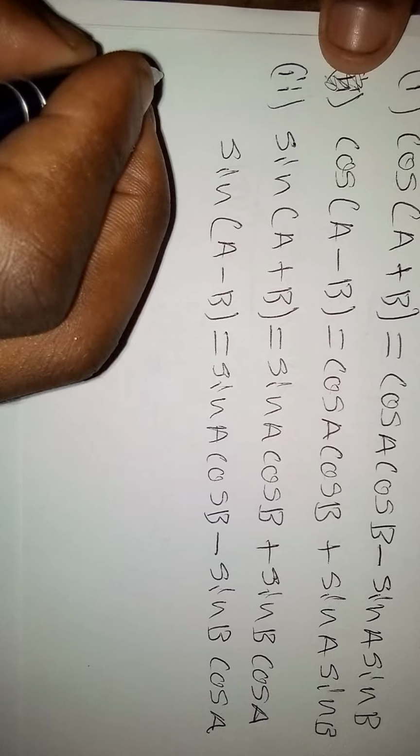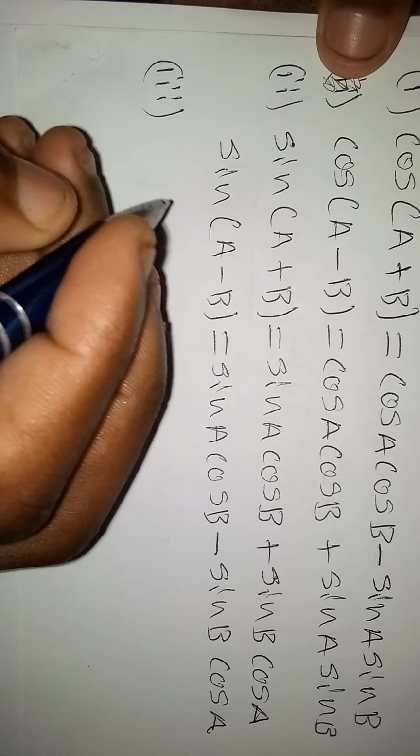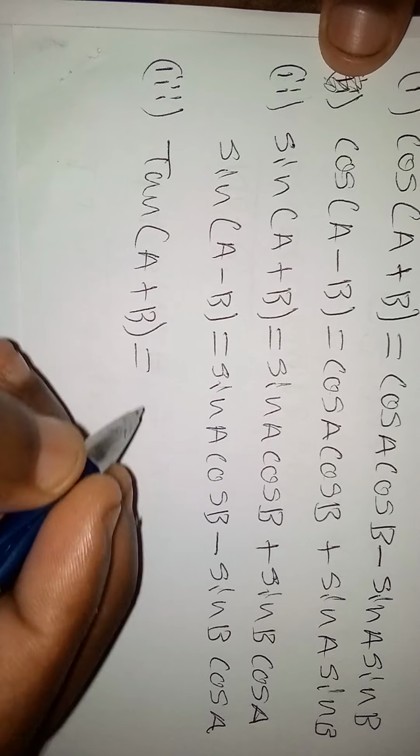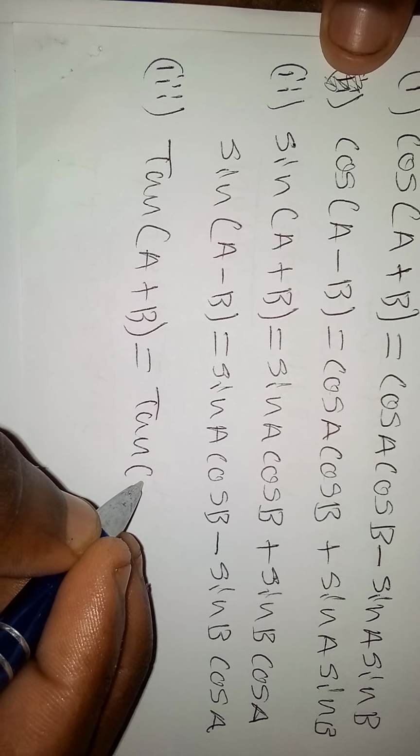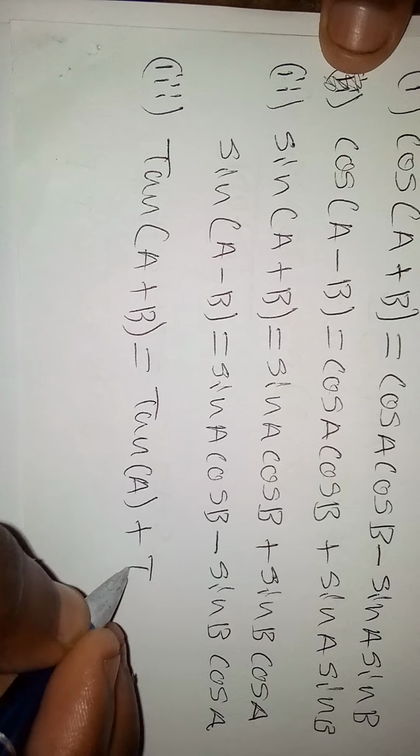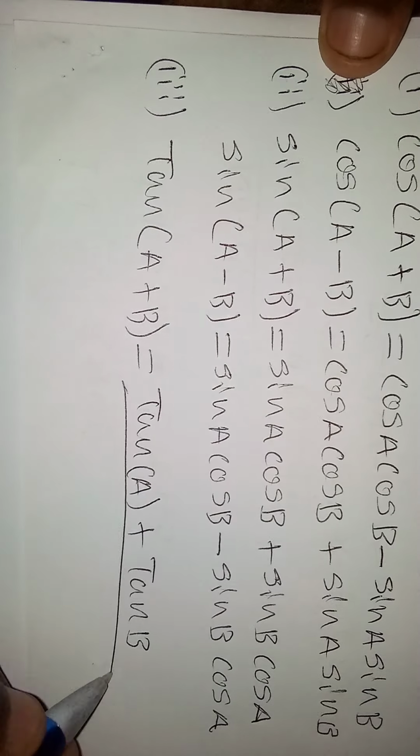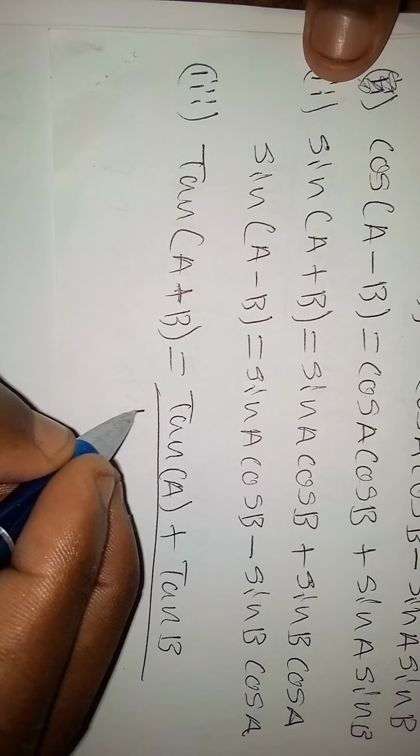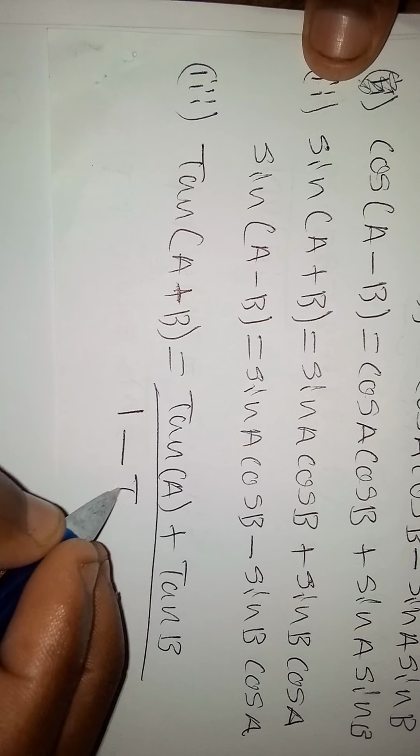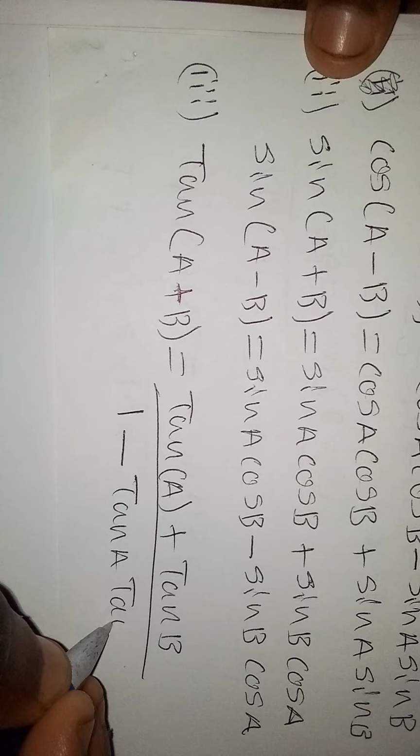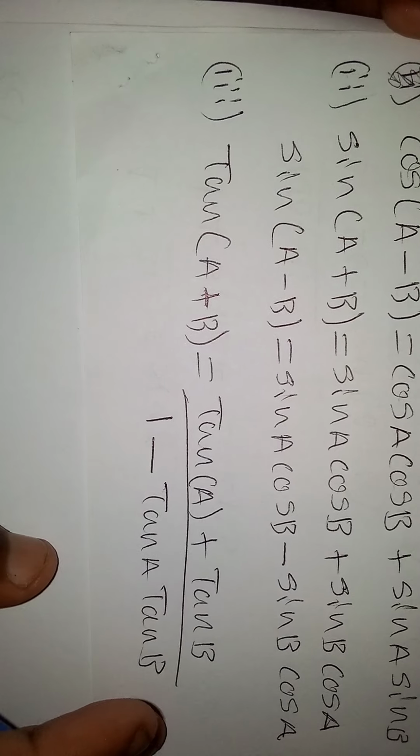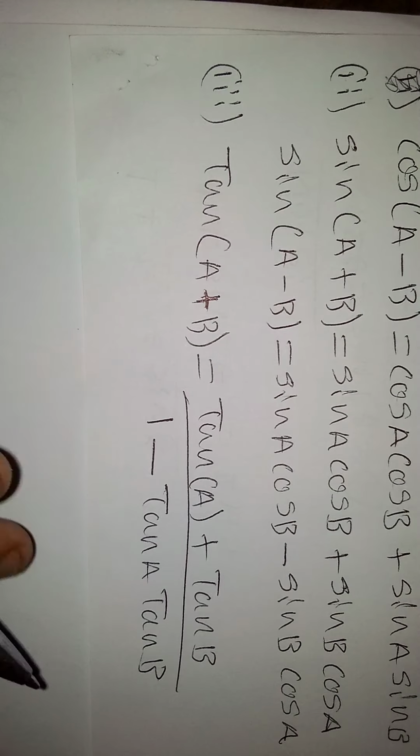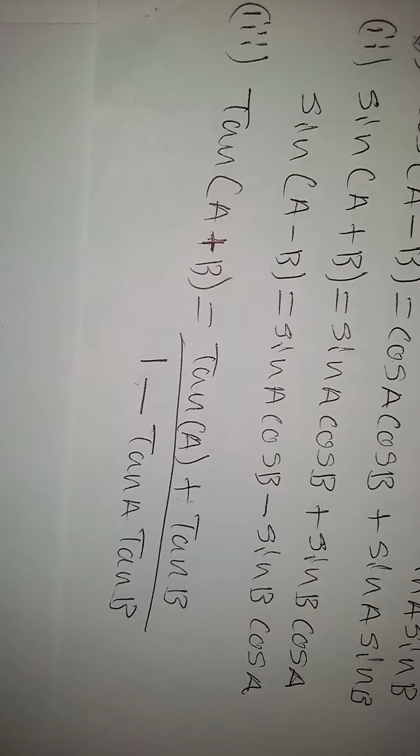Okay, then the double angle identity for tangent: tan A plus B is equal to tan A plus tan B divided by 1 minus tan A multiplied by tan B. You can easily remember this because the sign in the numerator is the one that follows; in the denominator it will be the opposite of this sign.